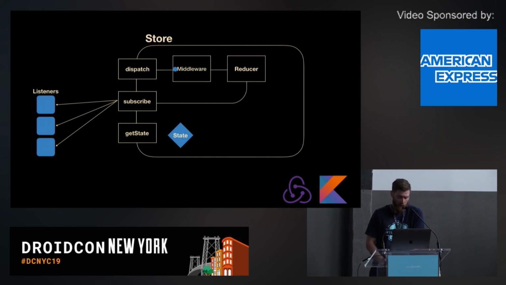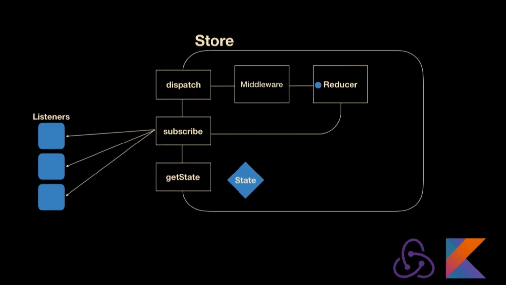Middlewares are functions that have side effects and do not change the state. Logging, networking, analytics, and routing are examples. The reducer is a pure function that creates a new state from the old state and the action. Listeners that subscribe get notified when a new state is created. This pattern creates a clean, unidirectional data flow.